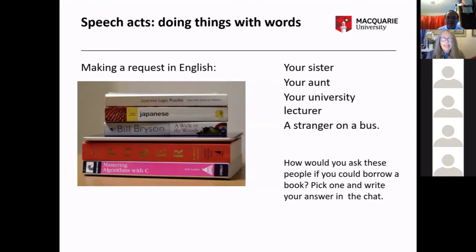Let's just look at a really, really simple example, which I'm sure you're going to find very, very easy. This is an example of making a request in English. Now, I'd like you to do this as an activity in English in the chat room. I'd like you to pick one of these, your sister, your aunt, your university lecturer, or a stranger on a bus. And I'd just like you to write, how would you ask each of these people, or one of these people, if you could borrow a book from them? All right? Can everybody who feels like it just do that in English, and then we'll have a little look together at what you've done.